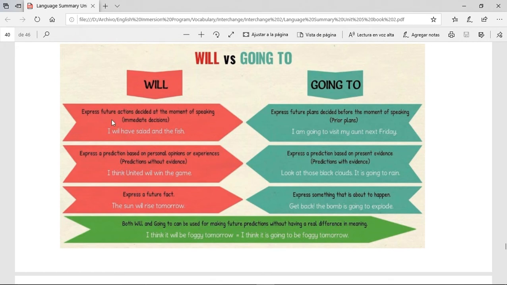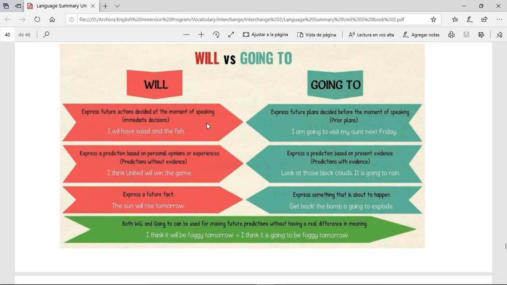Will can be used to express future actions decided at the moment of speaking, okay? Immediate decisions. I will have a salad and the fish. It's something that you think about just right now. But the difference with going to is that you express future plans decided before the moment of speaking. So, will is exactly in the moment that you're talking about the future, like, oh yes, I will do this. I will do my homework right now. You just decided that right now.